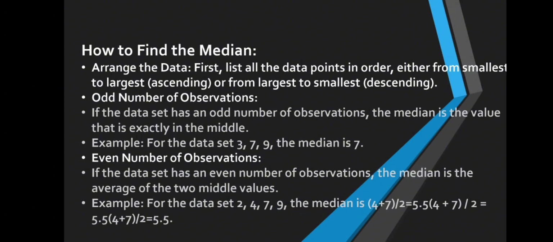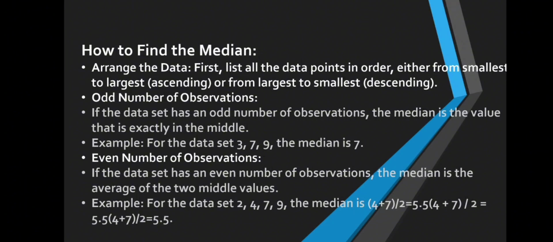Here it is written: first, list all the data points in order, either from the smallest to largest, ascending, or largest to smallest, descending. Now, imagine a set of data is given to you, but it is not arranged. So the first step is you need to arrange the data in ascending order or descending order. I suggest you should arrange the data in ascending order.